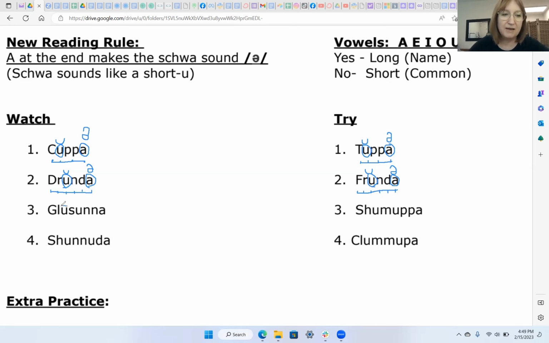Okay, let's try number 3. I'm going to mark my vowels. You can do it along with me to make sure you get the same answer as I do. A at the end we know is a reading hack. We know it's going to say uh. It's going to change to the schwa sound. Now I'm going to tap 2 on this first U. 1, 2. Yes, there is a vowel. 1 or 2 doors down. That means this U is going to say its name.